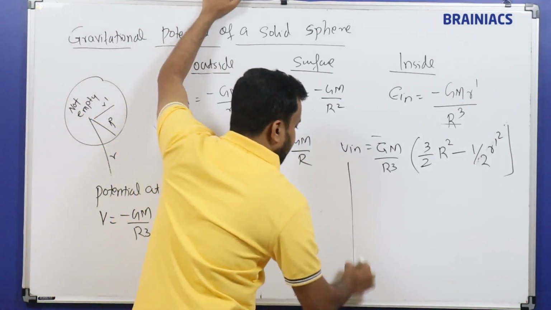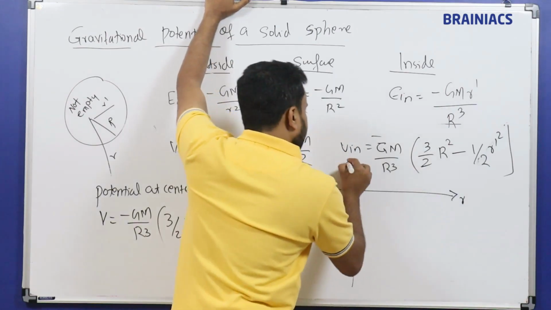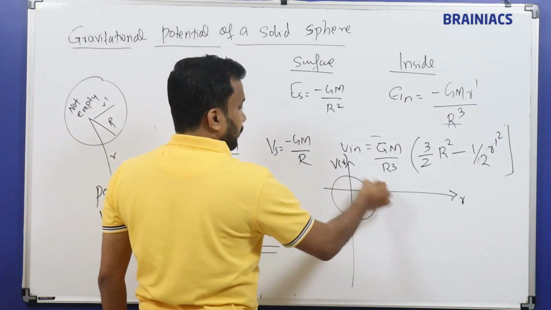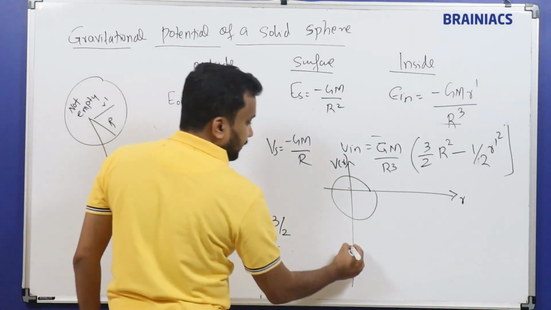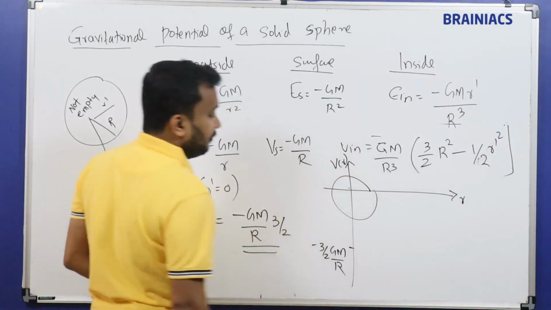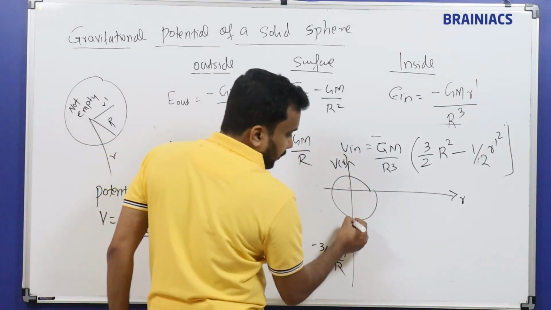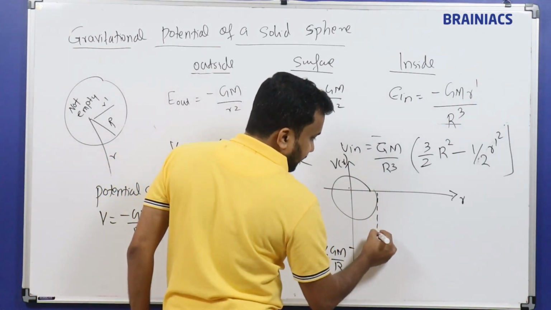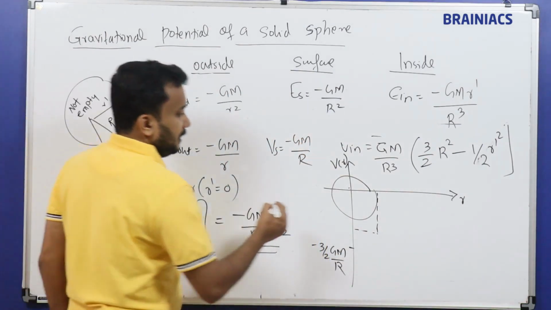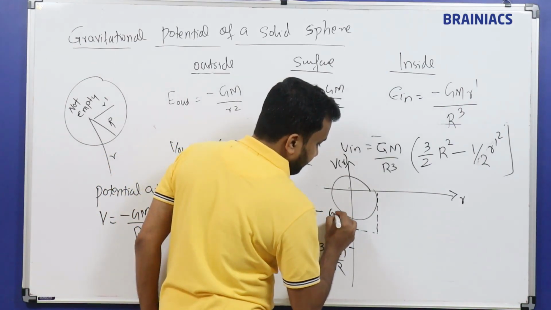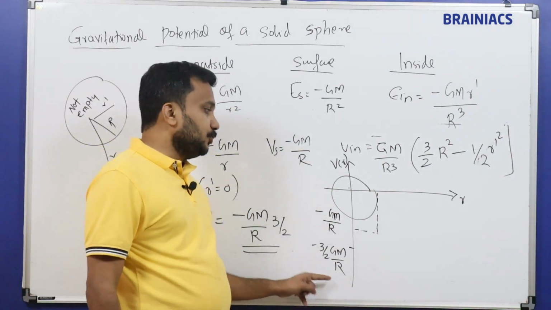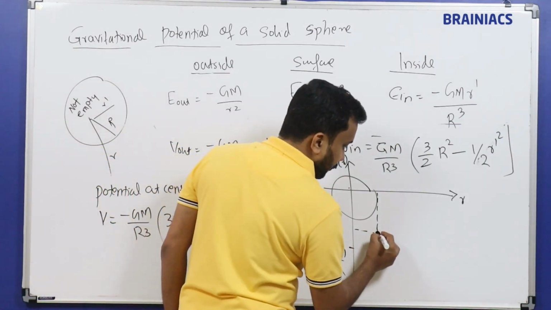Now we'll do the graphical representation of the potential changes with respect to r. So this is a solid sphere. Exactly at the center we have minus 3 by 2 GM divided by R. Going towards the right side, this is a surface point, and the surface will have minus GM by R, whereas the center has minus 3 by 2 GM by R. So this is the next point over here.